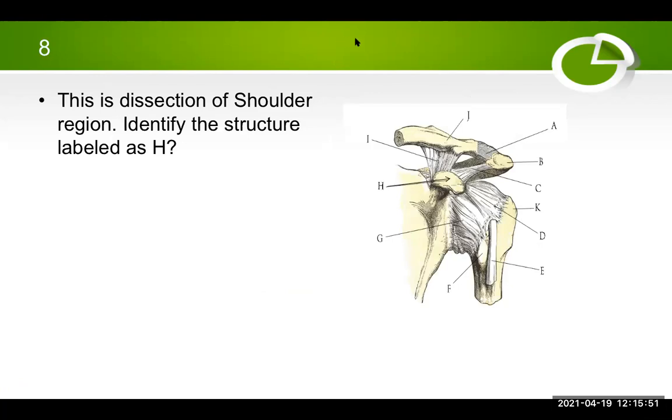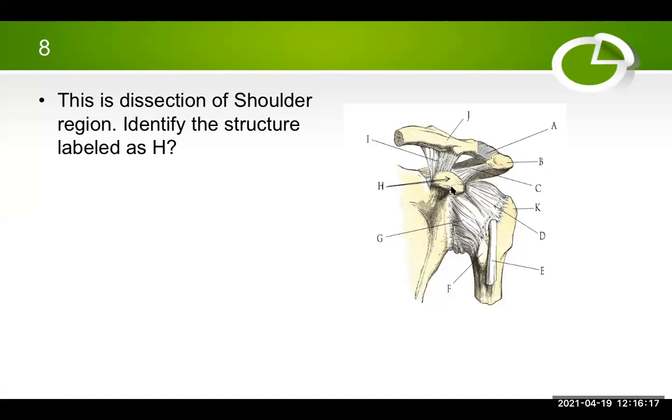Now see there, another question. This is the dissection of a shoulder region. Identify the structure which is labeled as H here. They're asking the name of this area here. What is the name? Coracoid process of scapula. Absolutely correct.